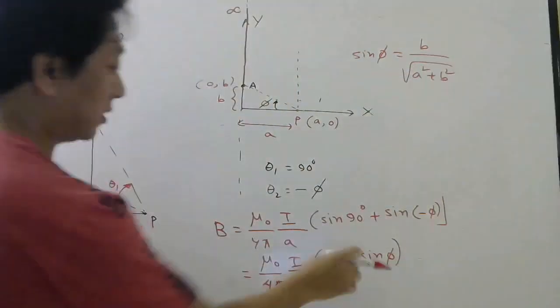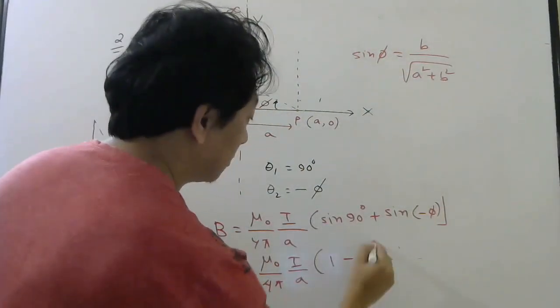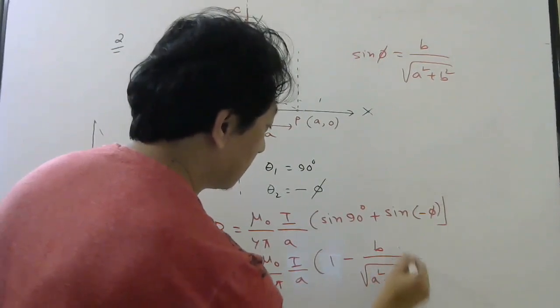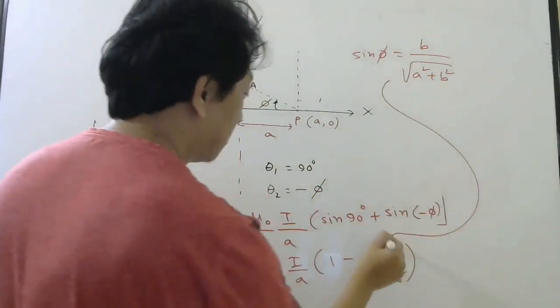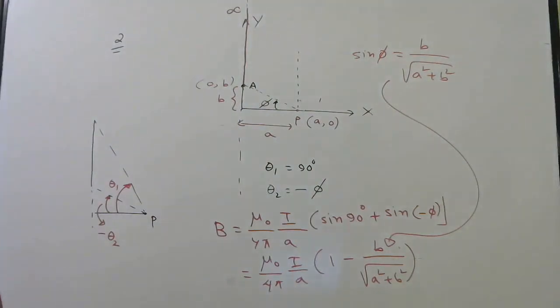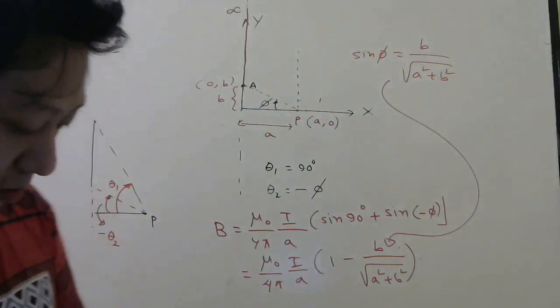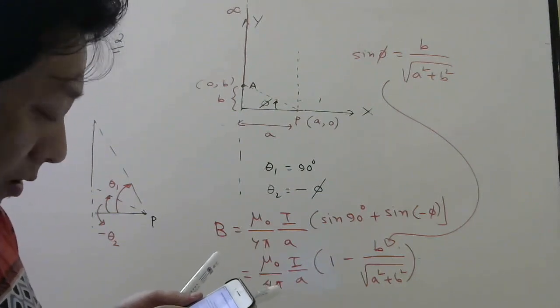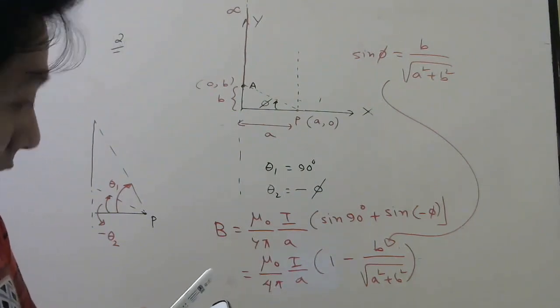So just substitute this sine phi here: B by root over A square plus B square. This sine phi I have substituted here. Okay, so check the option whether it matches with this or not. Mu naught I by 4 pi A, 1 minus B by root over A square plus B square.